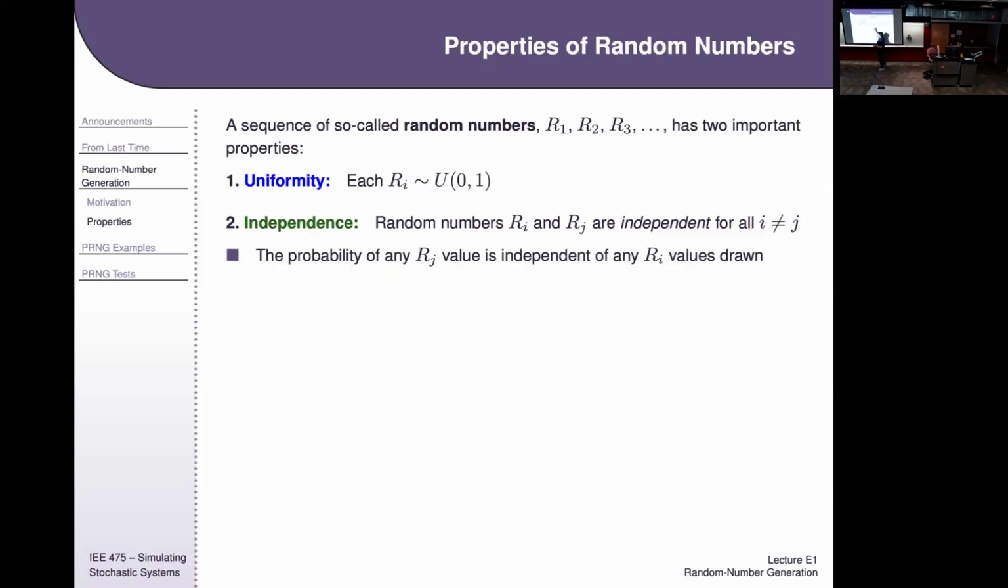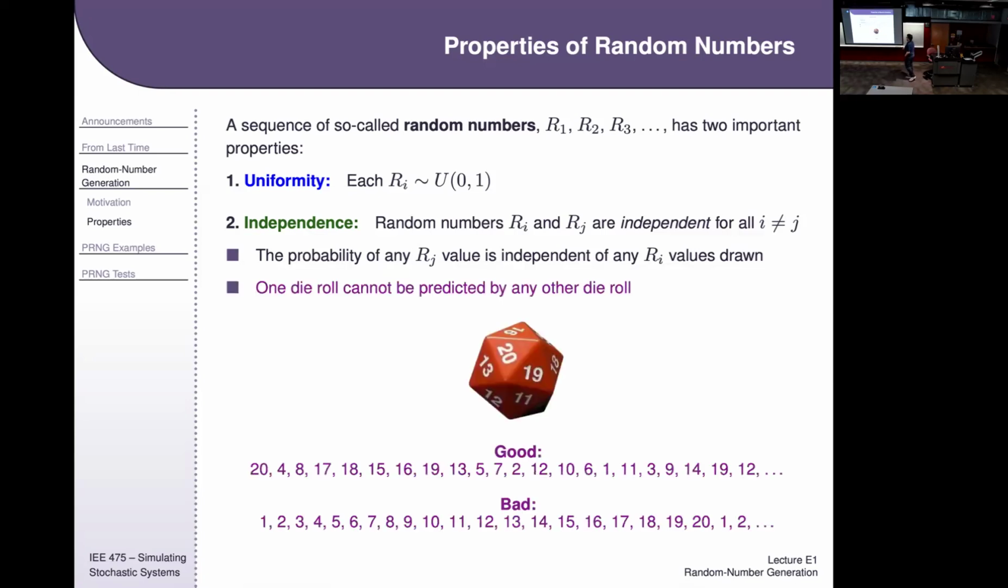And this is really hard in arithmetic random number generators, because a simple random number generator might be just add 0.01 to the previous number. That might give me uniform values, but I'll know that every time I draw 1, the next one will be 1.01 and then 1.02 and so on. So it'll be very predictable. The probability of any future value is independent of any past value. In other words, one die roll cannot be predicted by another die roll.